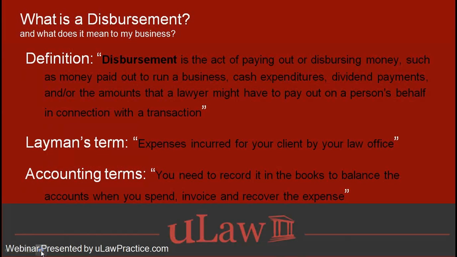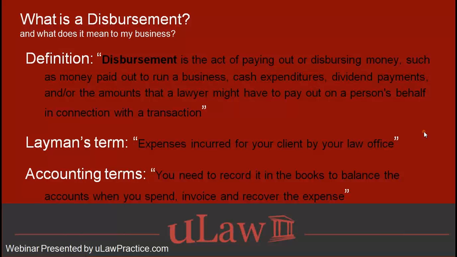Okay, so let's start with a basic definition of what is a disbursement and what does that mean to my business. So the wiki definition for disbursement is the act of paying out or disbursing money, such as money that's being paid out to run your business, expenditures, payments, etc. In layman's terms, let's say that a disbursement is the expense that you've incurred for your client by your legal firm office. Okay, that's a layman's explanation of that.